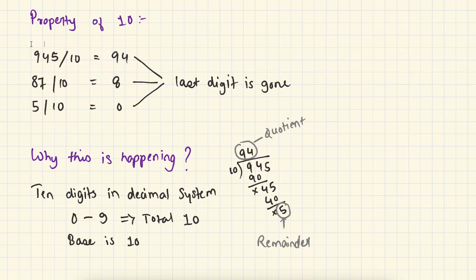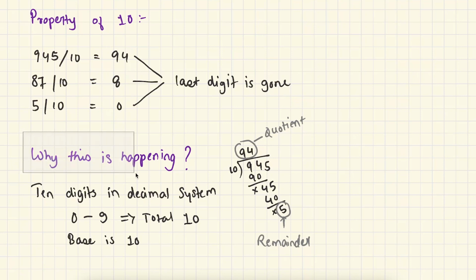If you see the relation between these two terms, we can say that if we divide a number by 10, we get a number and the number of digits in that number is going to be 1 less than the original number, right? Here it is 945 and we get 94 after division by 10. Similarly, if we divide 87 by 10, we get only 8. And if we divide 5 by 10, we get 0. It means in all the cases, you can see that the last digit is gone, right?